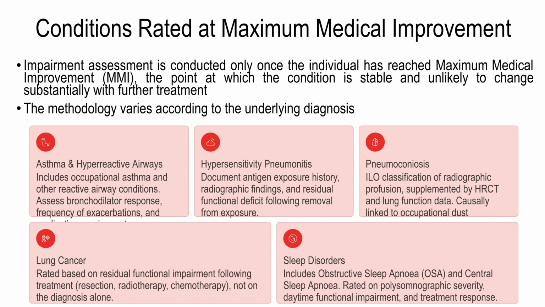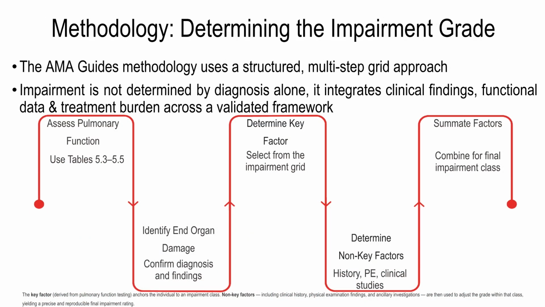The methodology varies by underlying diagnosis, covering conditions like asthma, hypersensitivity pneumonitis, pneumoconiosis, lung cancer, and sleep disorders. The AMA Guides methodology uses a structured, multi-step grid approach. Impairment integrates clinical findings, functional data, and treatment burden, starting with assessing pulmonary function, determining the key factor, identifying end organ damage, determining non-key factors, and combining for the final impairment class.